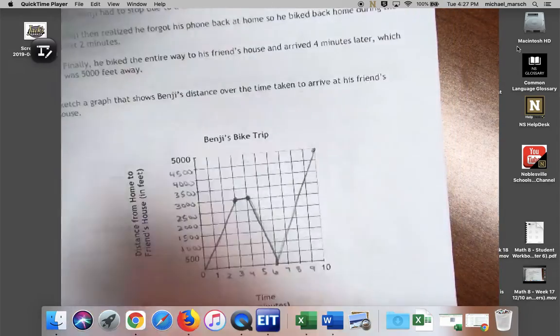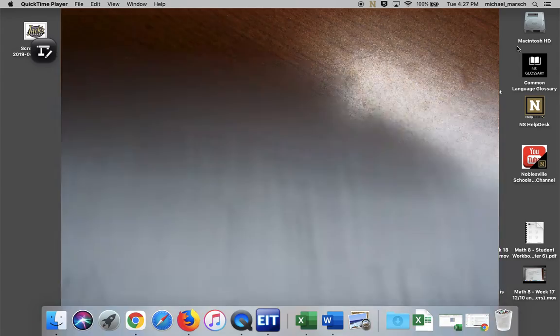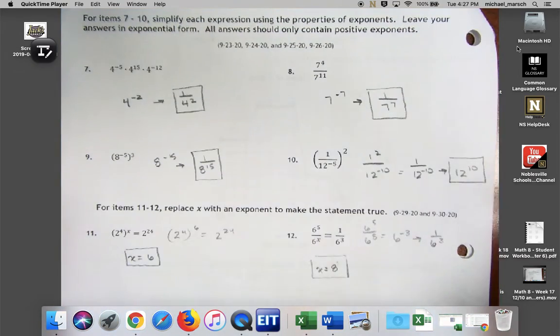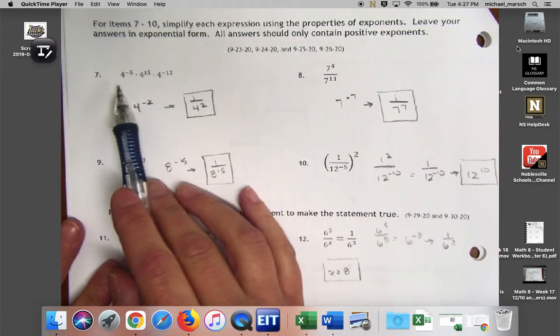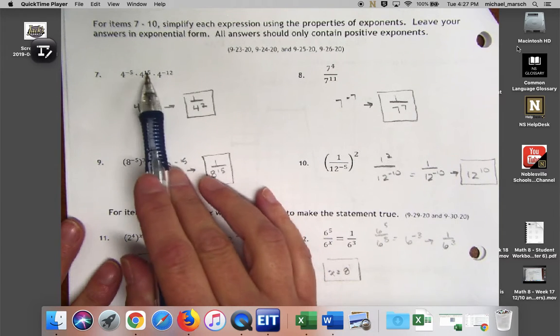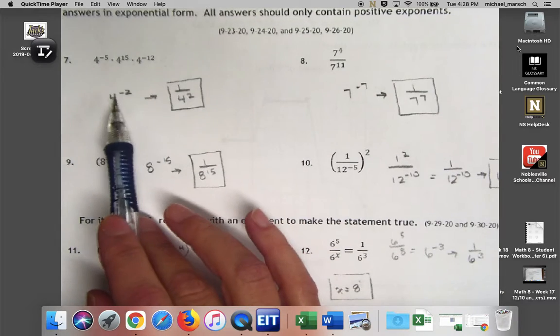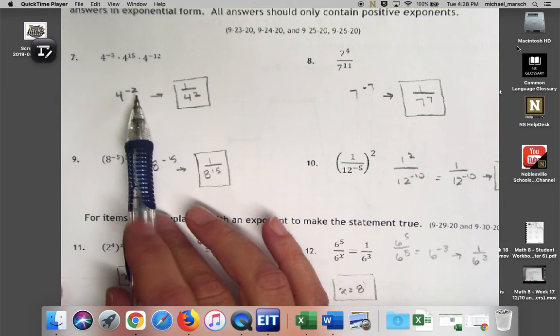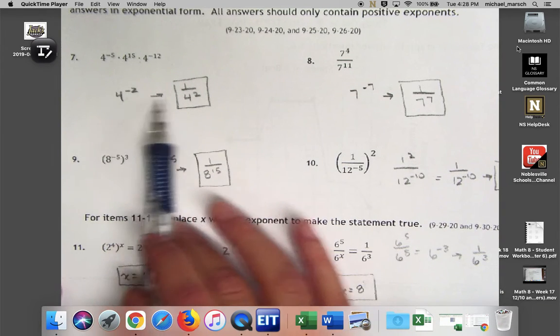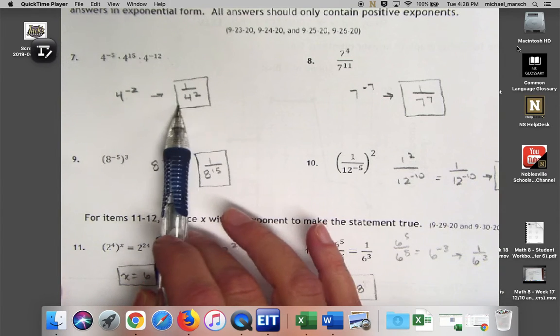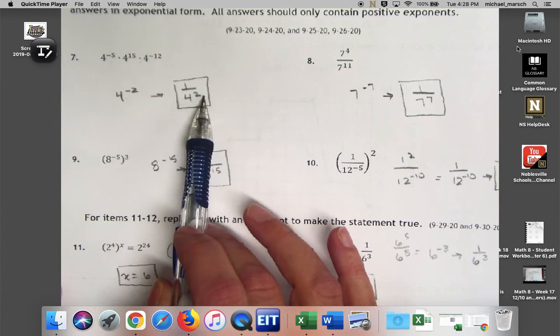All right, page 2, we're talking exponents, everybody's favorite. Okay, so remember, when you are multiplying and it has the same base, you add the exponents. So when I add up -5, 15, and -12, I get -2. I can't leave it as a negative. Remember, that's a big no-no. So I have to change it into 1 over 4 squared when now that 2 is positive.